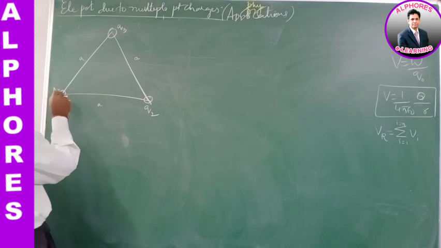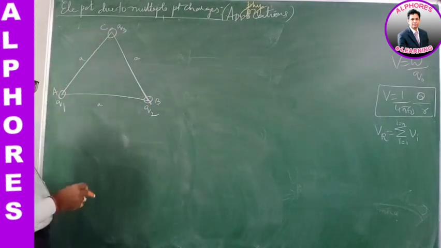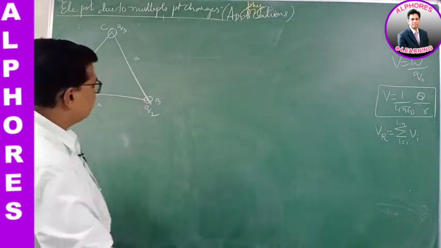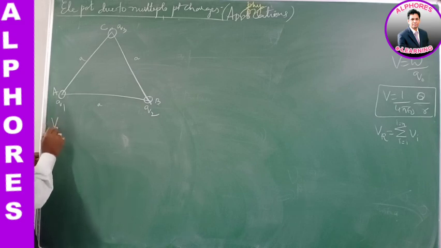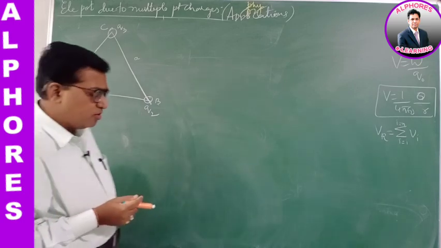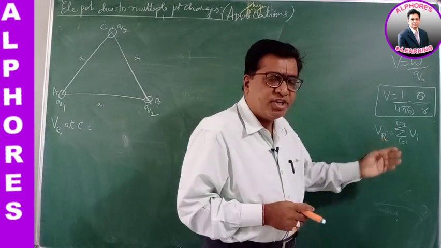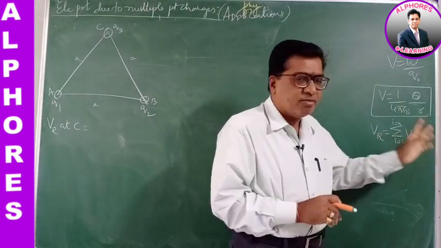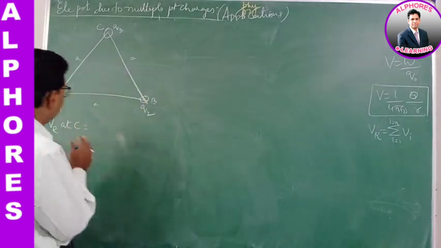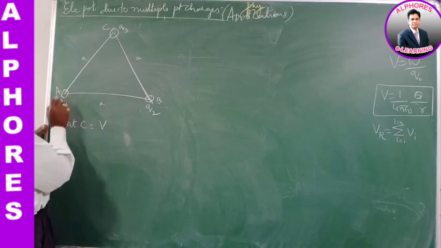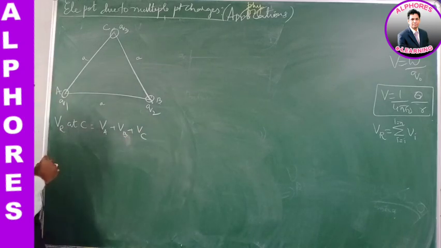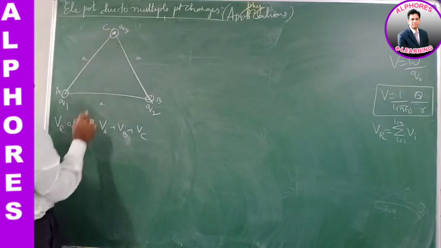Let's say this is triangle ABC. He is asking: what is the potential at any point, either A or B or C? So what is the resultant potential, at C, suppose? Again, we know the total potential at any point due to discrete charges is the algebraic sum of all the potentials. So find the potential due to each charge. This is the potential due to the charge at A, VA; the charge at B, VB; the charge at C, VC. I am asked to find the potential at this point C.